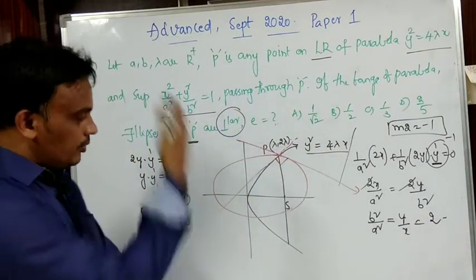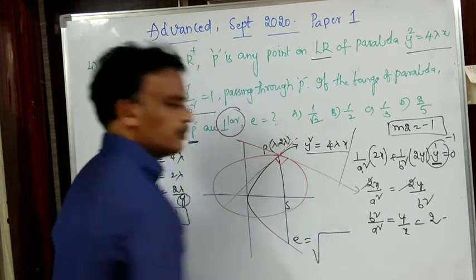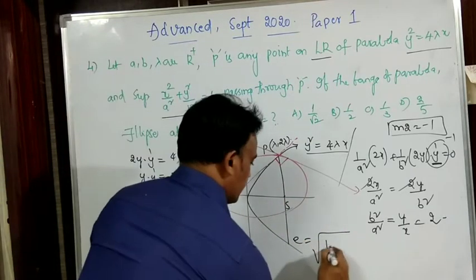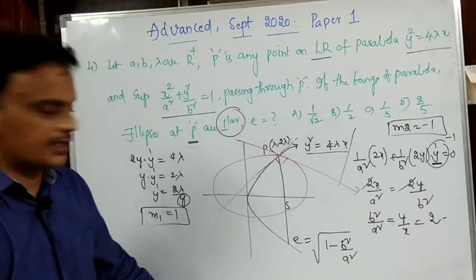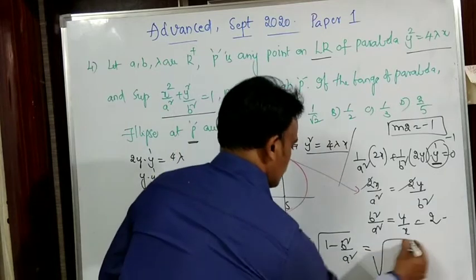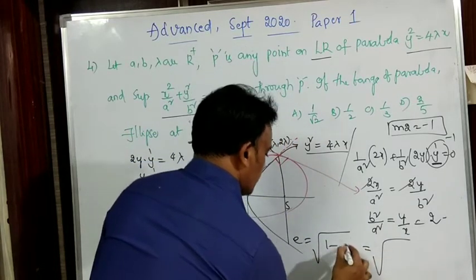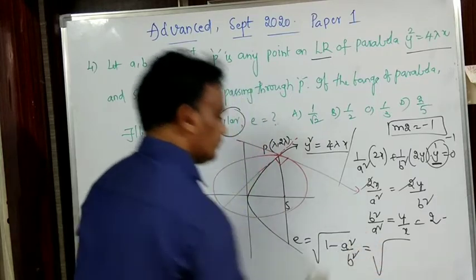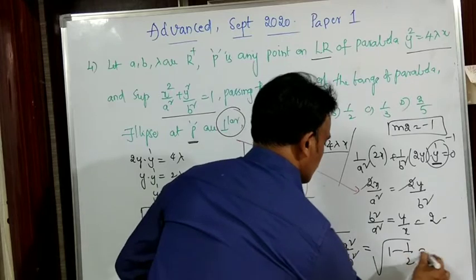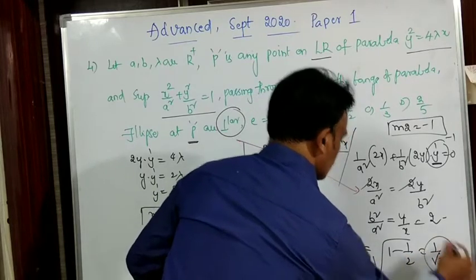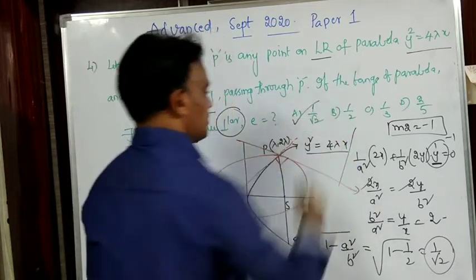Now what is the eccentricity of the ellipse? e equals root of 1 minus b²/a². That is the eccentricity of the ellipse. I'm sorry, this is 1 by root of 1 minus a²/b². 1 minus a²/b² is 1 by 2, so 1 by root 2 is the eccentricity of the ellipse, which is your first option.